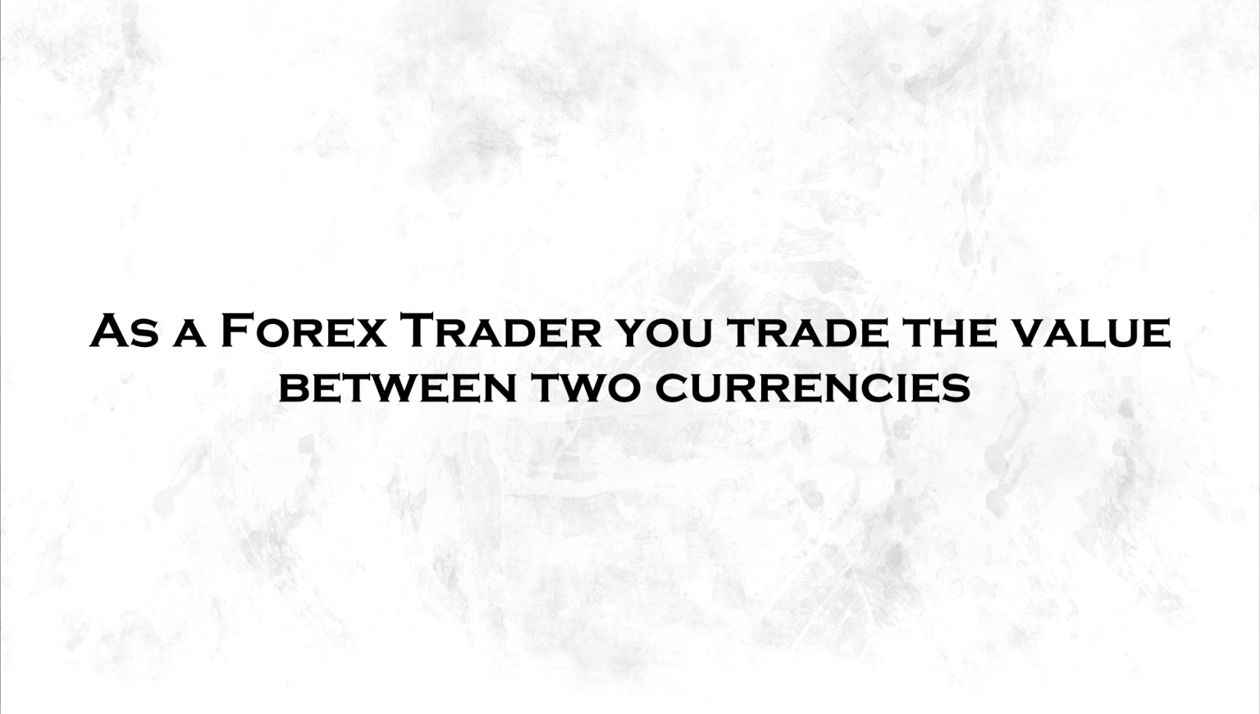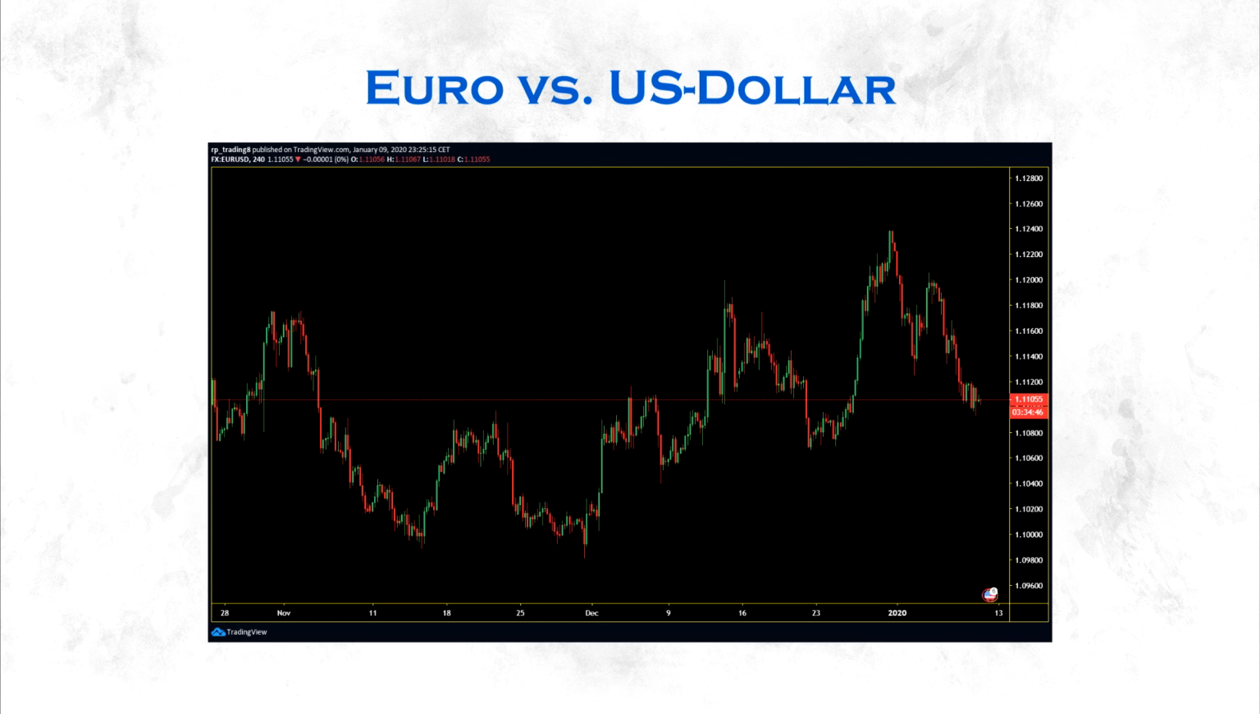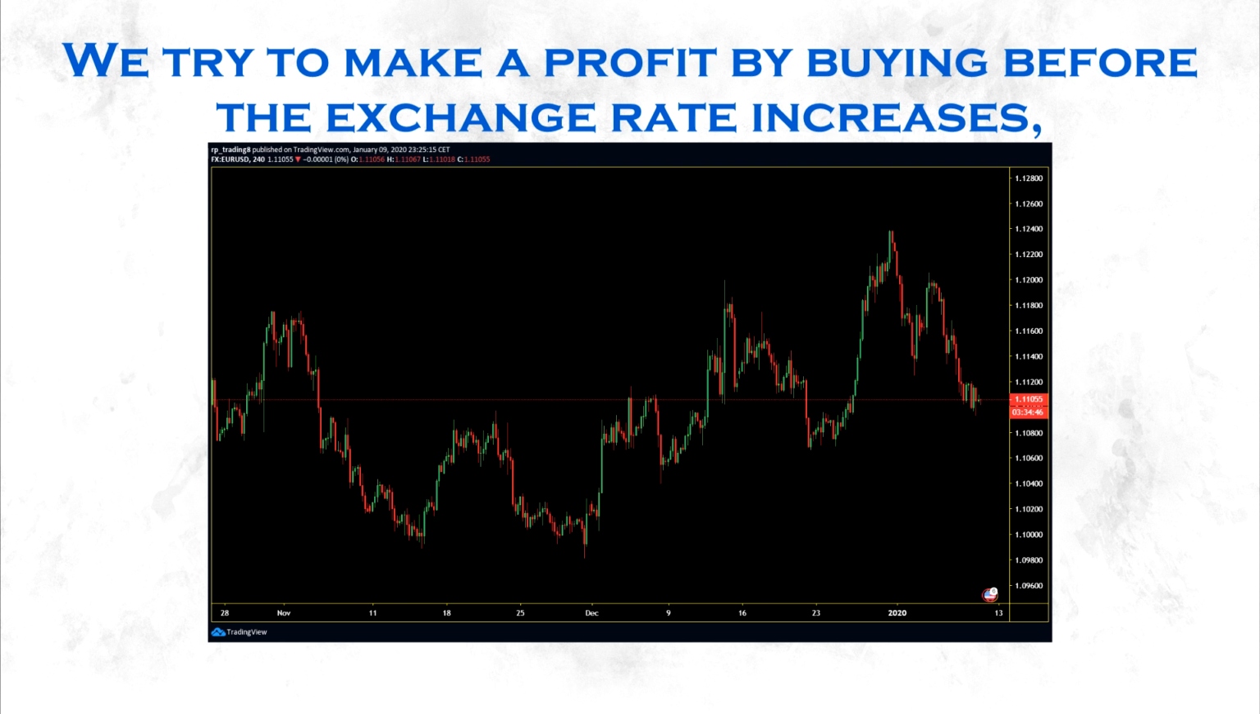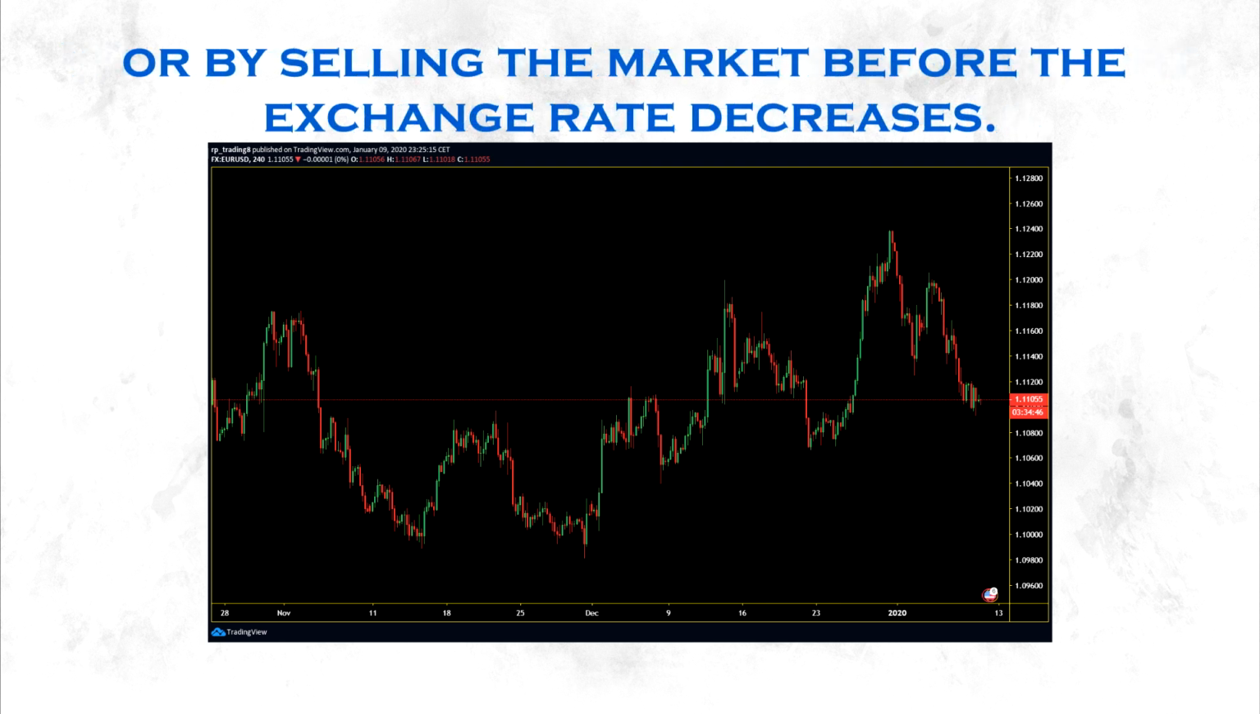It is always one currency against the other. For example, the euro versus the US dollar. We are trading based on that exchange rate that you can see on the right side of the screen. And we try to make a profit by buying before the exchange rate increases, or by selling the market before the exchange rate decreases. And that's it.